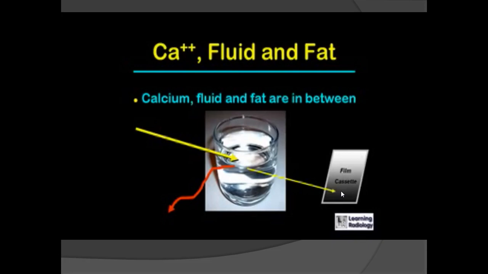Then comes calcium, fluid and fat. Some of the X-rays may reach the film cassette and a few are reflected back. So they give you a range of gray densities. Some are blacker, some are intermediate, some are between the gray shades.